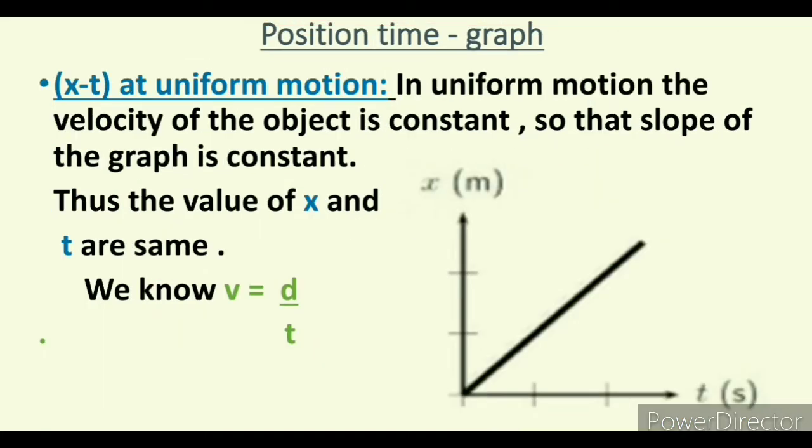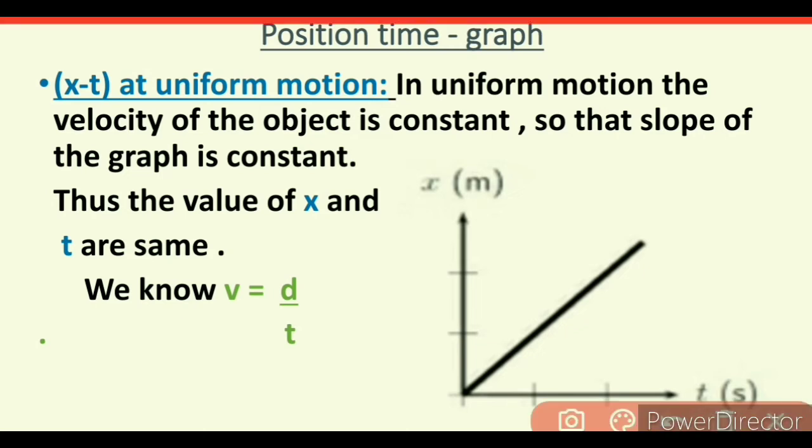Now we have the XT graph for uniform motion. In uniform motion the velocity of the object is constant, so the slope of the graph is constant. We know what uniform motion is; in part number 3, I already discussed it. In uniform motion, the object covers equal distances in equal intervals of time, so the slope of the graph is also constant. In this graph, that is time, and that is position, which is along the y-axis.